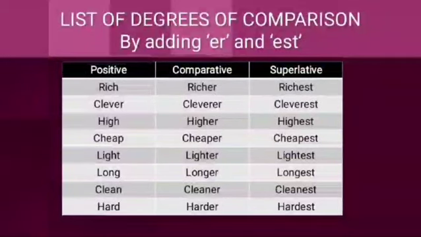Next, we have adjectives that form comparisons by adding er and est. For example, rich becomes richer in the comparative degree and richest in the superlative degree. Similarly, you can see clever becomes cleverer in the comparative degree and cleverest in the superlative degree.